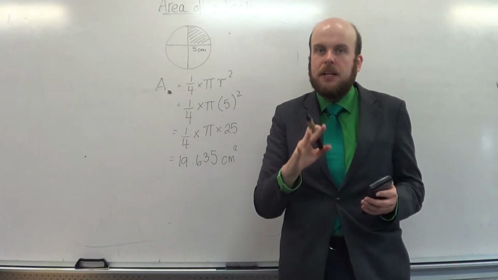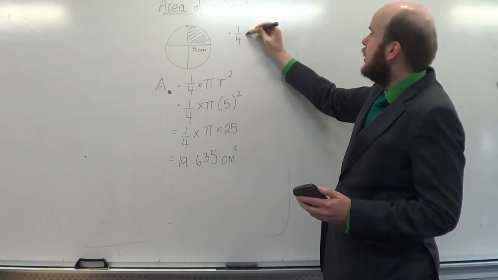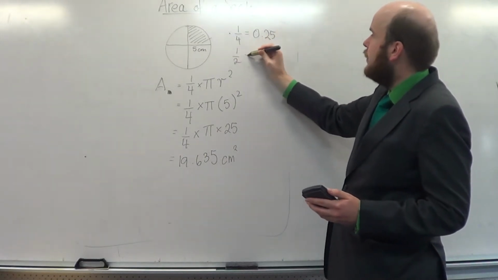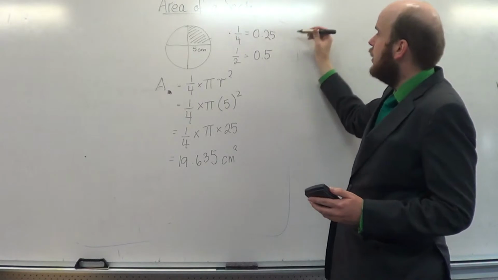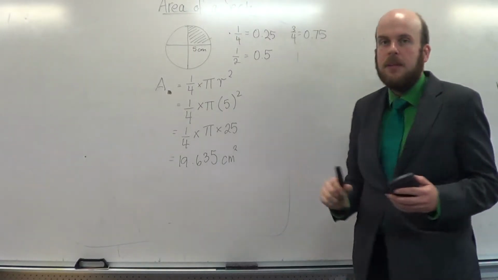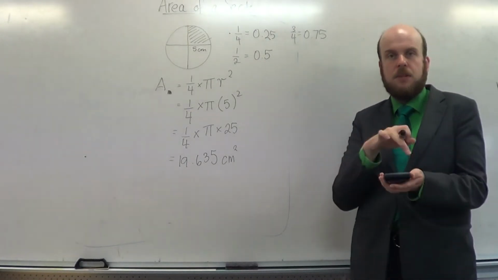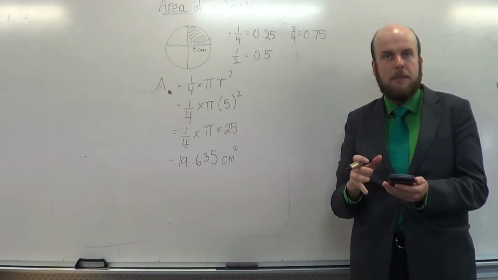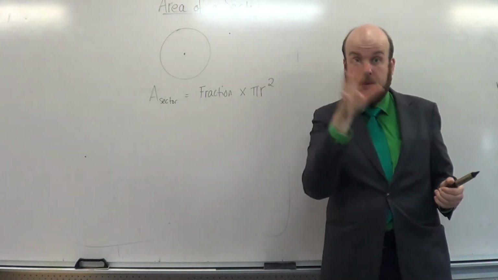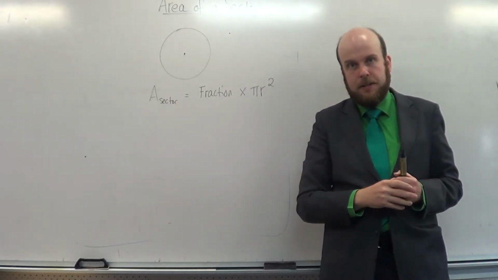And in case your calculator is a little bit funny about this sort of thing, just remember, a quarter is equal to 0.25, a half is equal to 0.5, 3/4 is equal to 0.75. So always remember those. That's another way you can type it in instead of having to try and do a fraction or whatever the case might be. In summary, an area of a sector or a section is the fraction of it, whatever the amount is shaded, times by pi r squared.